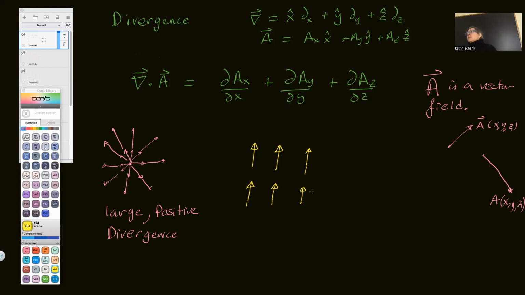That's the charge, though. You mean the electric field? Yeah, yes, absolutely. Of course, that's an approximation, but stay away from the edges. Yes, absolutely. So this would be zero divergence.